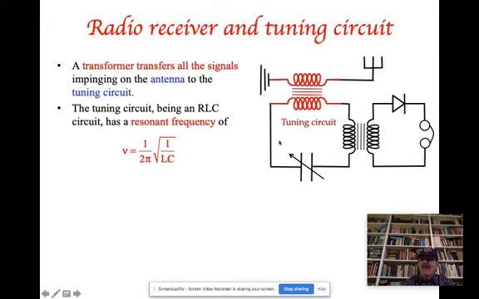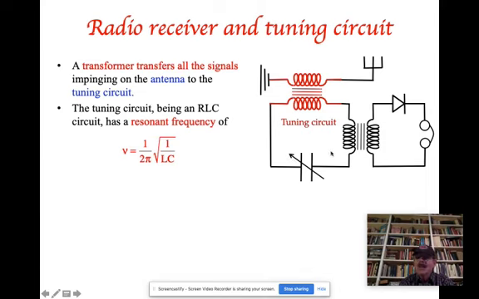Now, we have an additional problem, and the additional problem is that if you had a fixed capacitor and fixed inductors, you'd only be able to zero in on one station. That's not the case. You want to be able to tune to whatever station that you want. And so you need a way to tune. And the way you do that is by having a capacitor that you can vary. So this is the symbol for a variable capacitor.